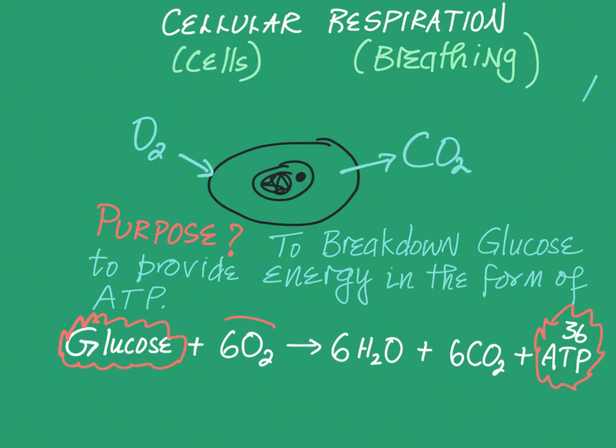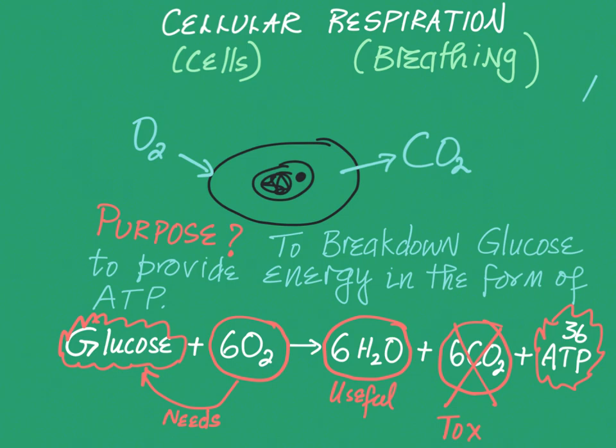And the product that the cell desires is the 36 ATP. So for a single glucose molecule, you can get 36 ATP if the glucose is completely broken down. And this happens only in the presence of oxygen. That's why we need the oxygen. The byproduct, water, is useful to the cell. However, the other byproduct, carbon dioxide, is toxic. So we must get rid of it. This is why we breathe in oxygen. It is to break down glucose fully. And we breathe out carbon dioxide because if carbon dioxide accumulates in the cell and in the bloodstream, it becomes toxic.